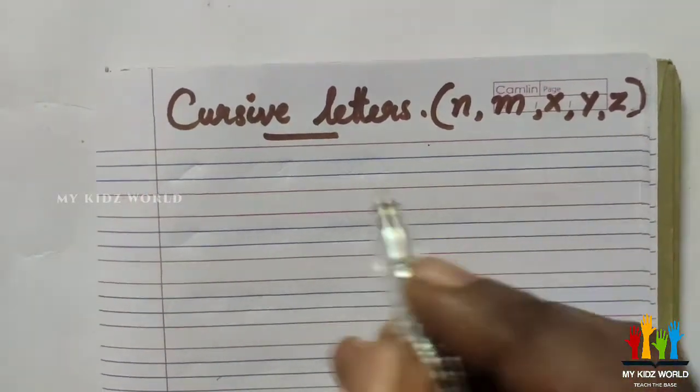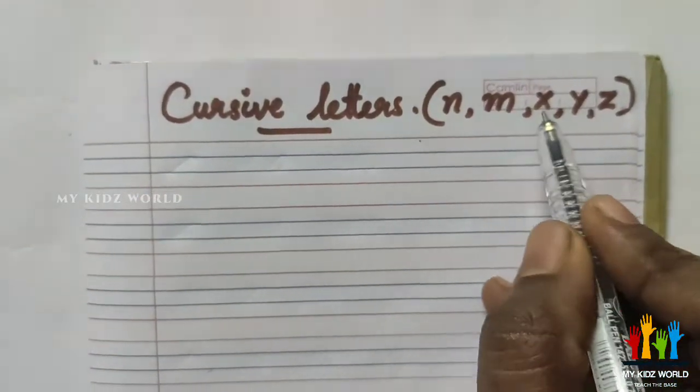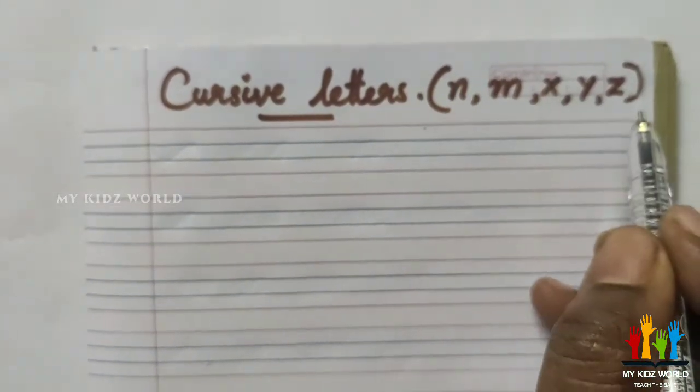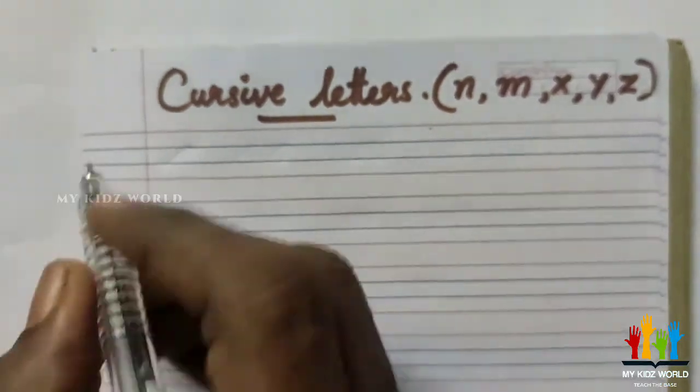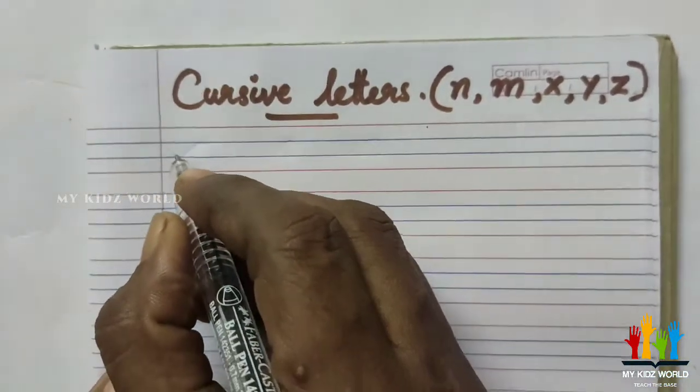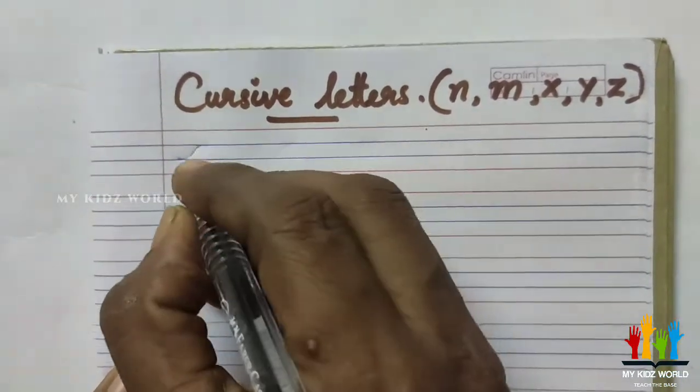Today we will learn cursive letters N, M, X, Y, Z. These letters are the same patterns. Okay. Start from the third line. Draw this stroke.